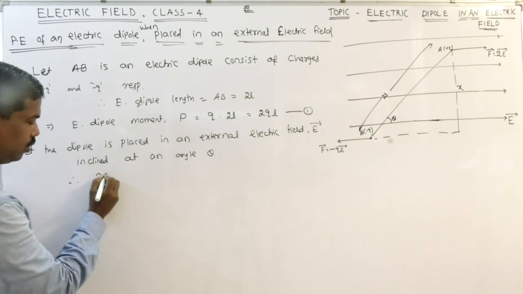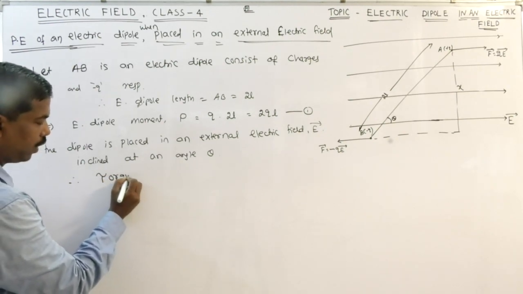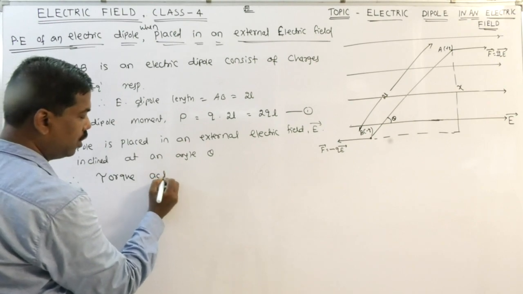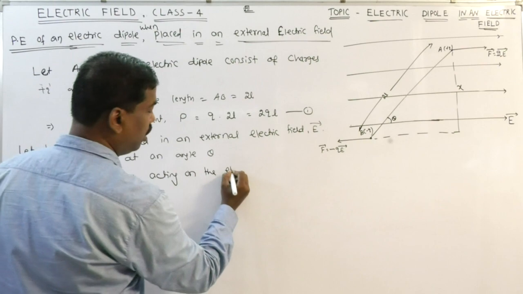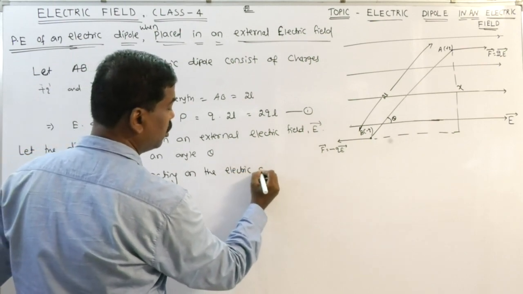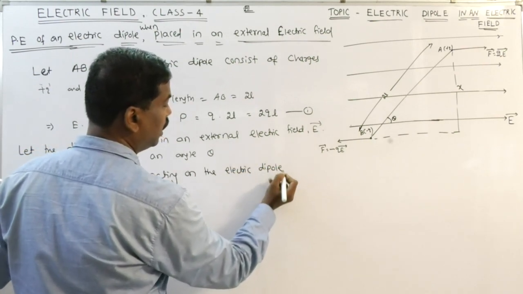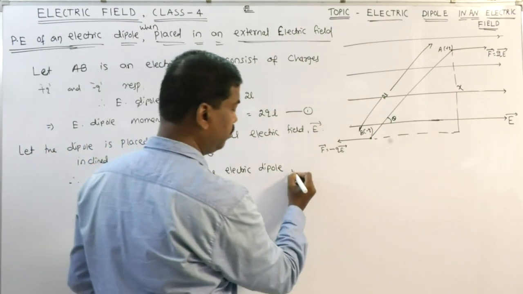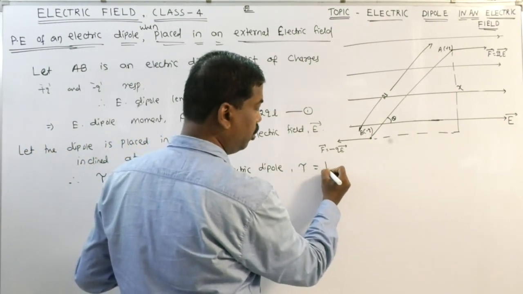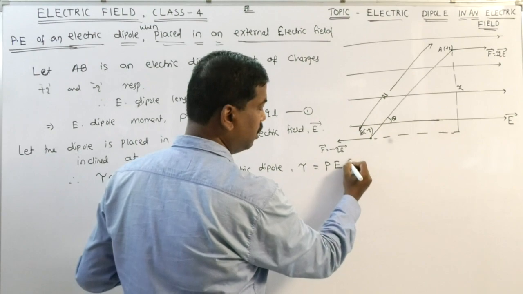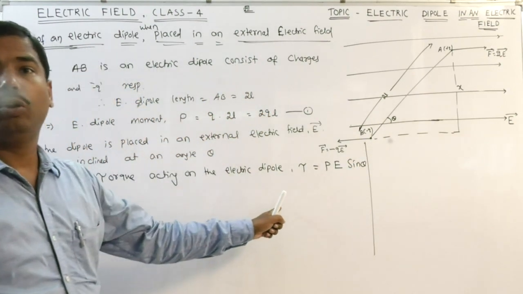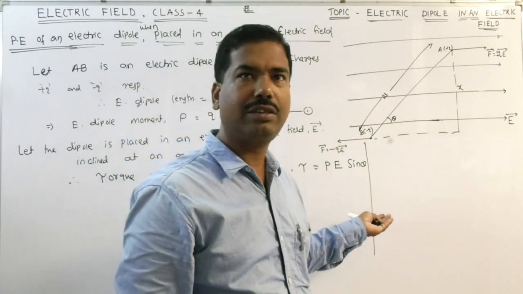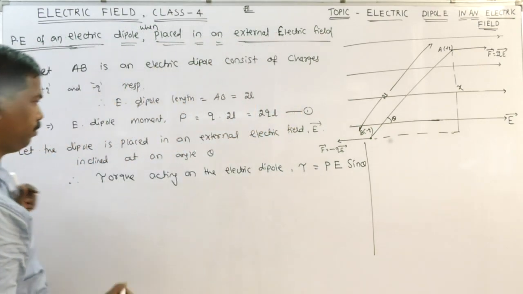Therefore, the torque acting on the electric dipole, tau, is equal to P E sin theta. Okay, whatever we have proved just a few seconds earlier.